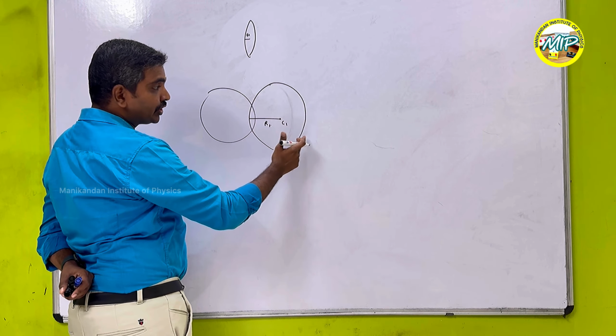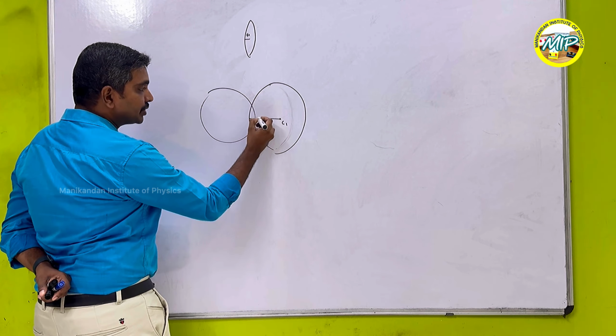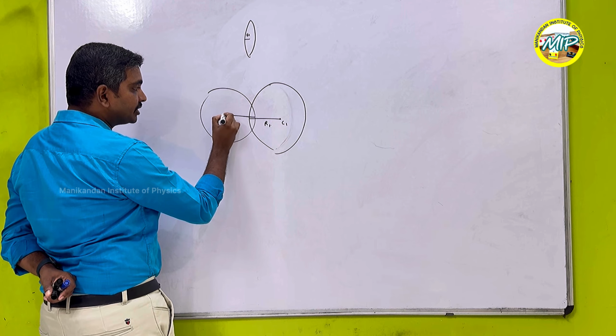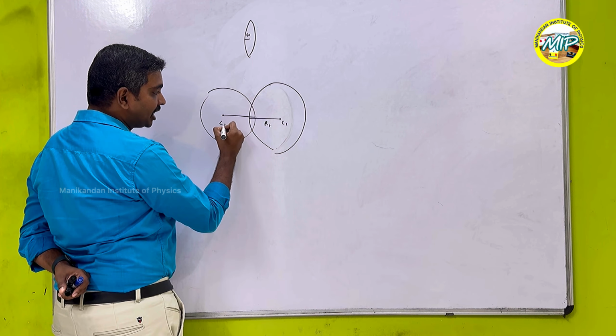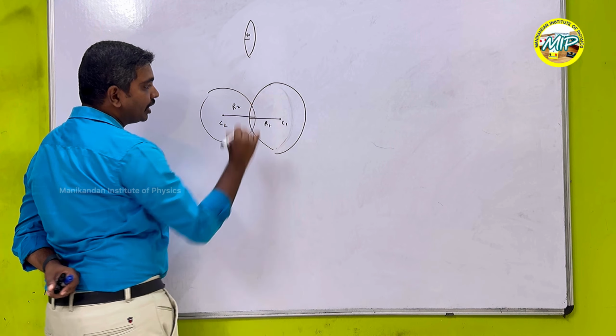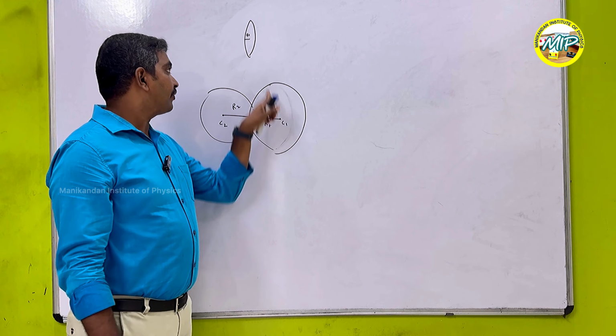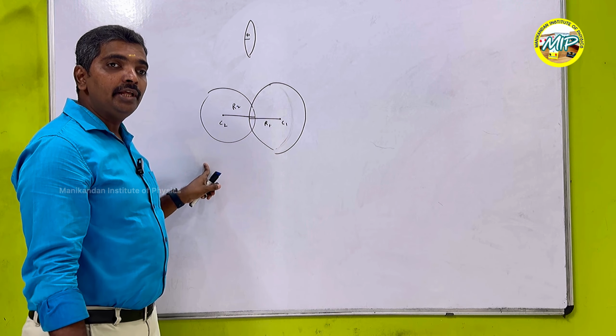This is on the right hand side, so my R1 will always be positive. From here, I take the distance to the center of the second sphere, curvature 2. This is my R2. So this is the radius of curvature of the first interface, and this is the radius of curvature of the second interface.